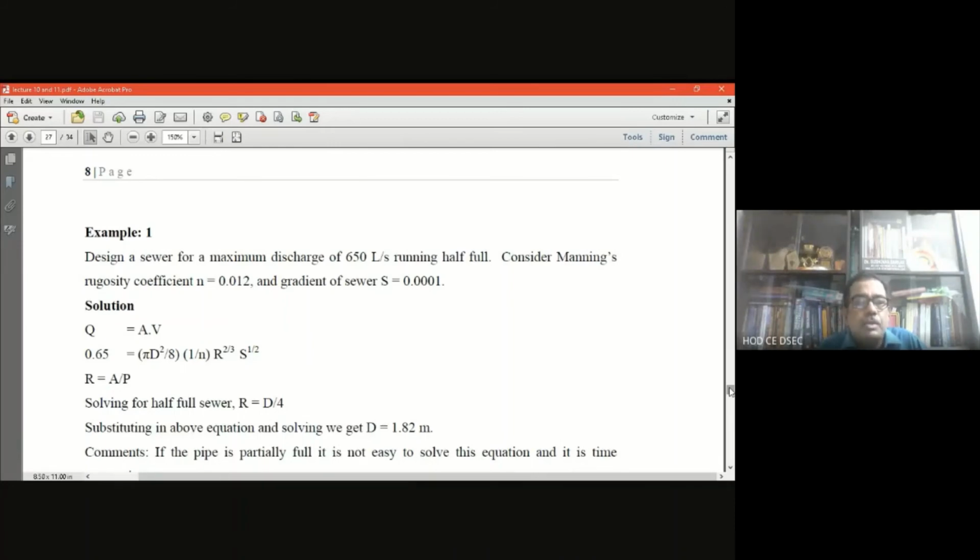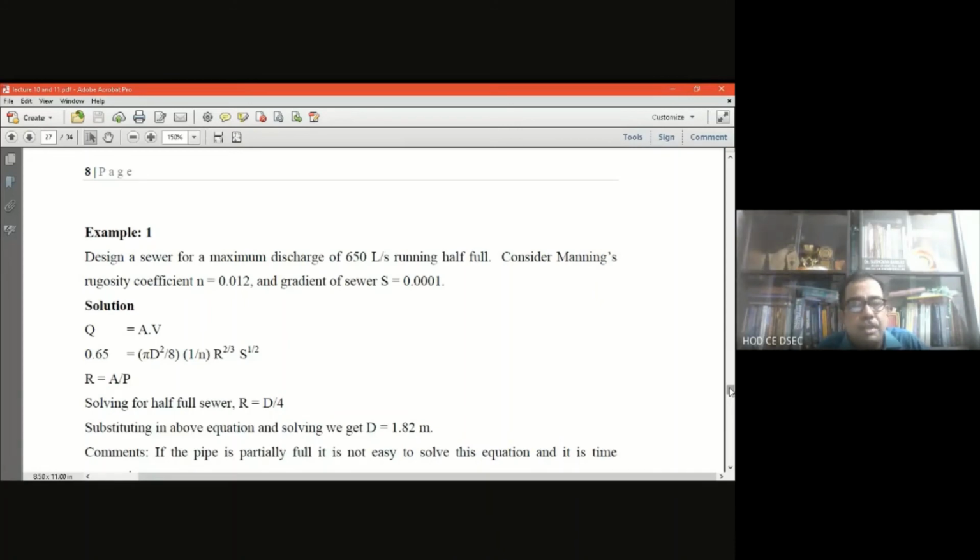Suppose a sewer has to be designed with a maximum discharge of 650 liter per second, running half full. Please take care, it is mentioned that it is running half full. Considering Manning's roughness coefficient n equal to 0.012, and sewer gradient S equal to 0.0001. This is given in the question. You have to find out the sewer, that means you have to determine the diameter.